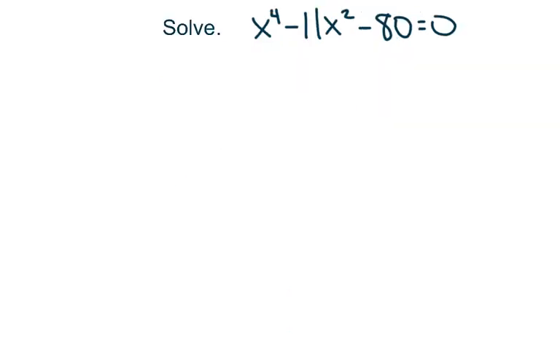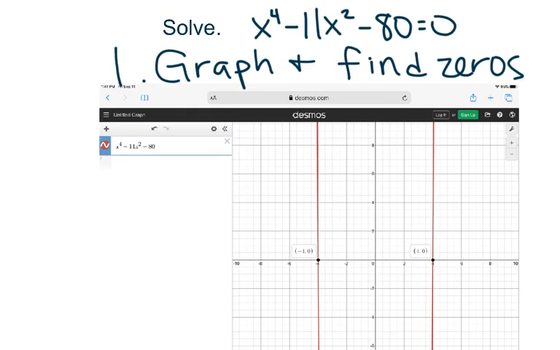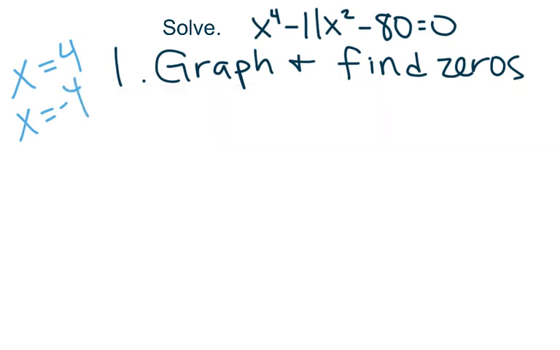Alright, now let's do this one. First step: graph and find zeros. Pause the video, graph them, find some zeros. It definitely hits at 4 and negative 4. So we know x equals 4 and x equals negative 4. Now we're going to use those zeros for synthetic division.